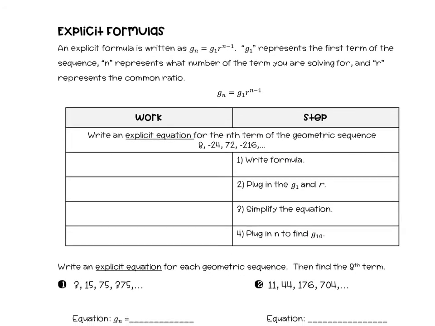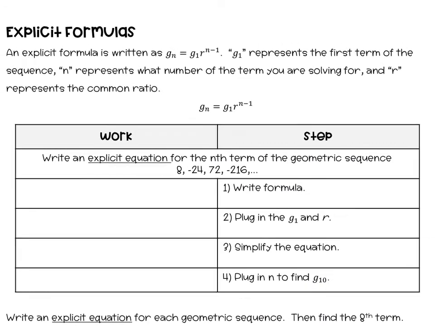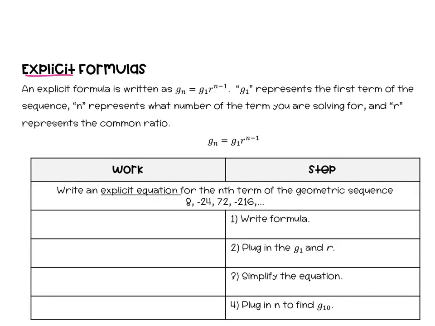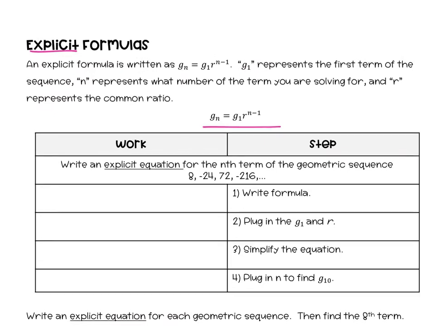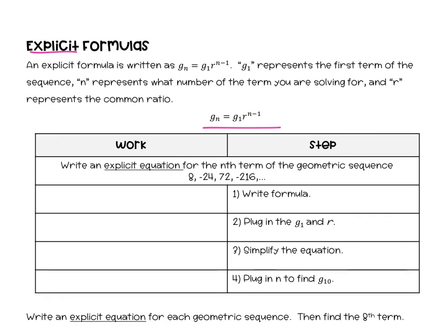All right, now the explicit formula. Remember, explicit is the shorter word and the shorter formula. And this is typically the one that we use to actually solve for a number, okay? So write an explicit equation right here for the nth term of the geometric sequence 8, negative 24, 72, negative 216.